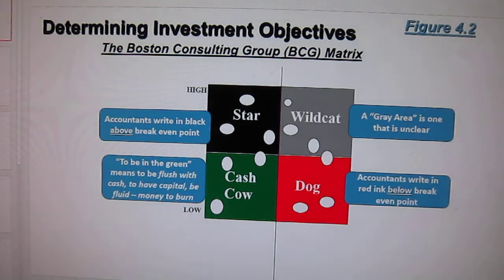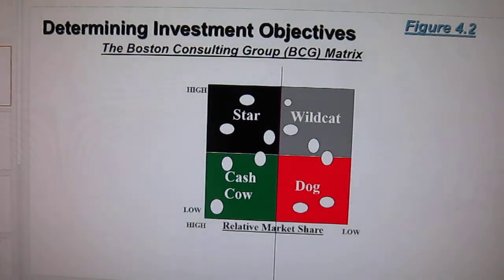And I added the colors. The red is when accountants write in red ink when it's below the break-even point. So if you ask somebody how's business and they say they're in the red, that means they're losing money. If they say, oh, we're in the black, that means the accountants are writing above the break-even point. They're writing in black ink. The gray area is unclear. And if you say you're in the green, that means you're really making a lot of money.